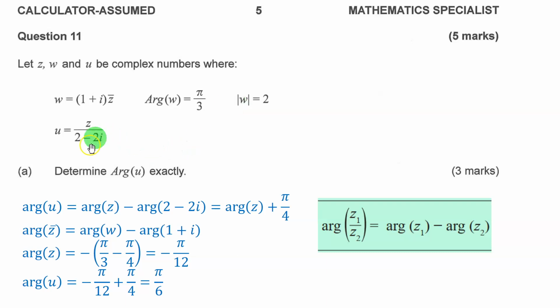So I guess we work backwards and say, right, the argument of u is the argument of z minus the argument of 2 minus 2i, which is the argument of z plus pi by 4. Positive because it was subtract the argument, and of course 2 across and 2 down is a negative argument, but then the negative made it positive. Then the argument of the conjugate of z, so that's back up here. Obviously it's going to be w divided by 1 plus i.